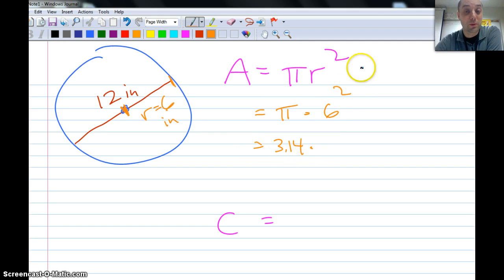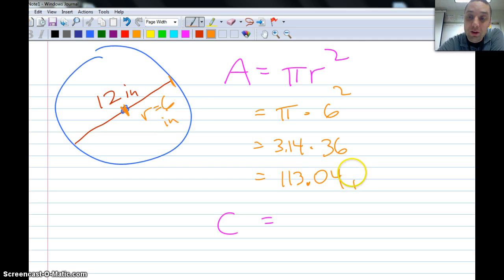Now remember, exponents before multiplying, 6 to the second power is 36. Now, 3.14 times 36, I'm just going to pop that in here, and that's going to be 113.04. Now, test taking tip here. We've got units. If this is a multiple choice question like our old MCA test, they're going to probably give you 113.04 inches as an option and 113.04 inches squared as an option. Remember, anytime it's an area, we want those units to be squared. So make sure you see the squared one.